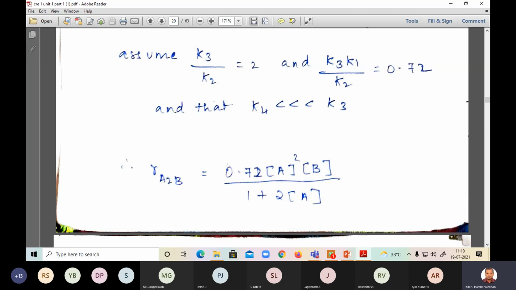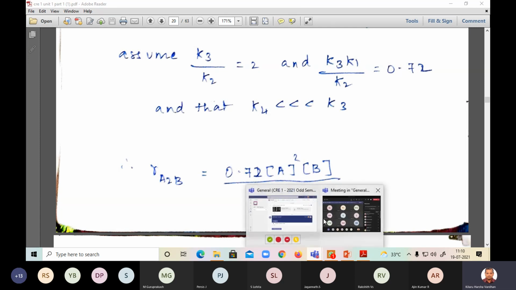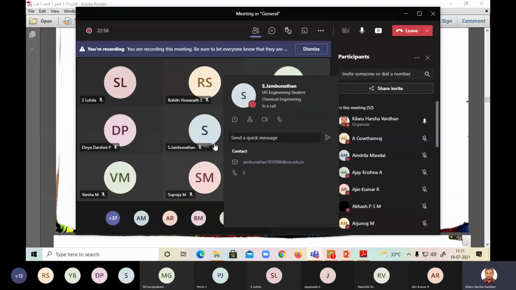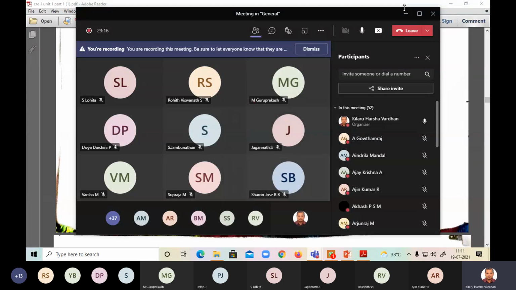Any doubt here? Shall I go for one more problem so that we get comfortable? Yes, sir. So you have to write the overall rate, either disappearance or appearance. The overall rate will come in terms of some intermediates. Then you have to eliminate the intermediates by writing the rate of formation and disappearance. That's all.